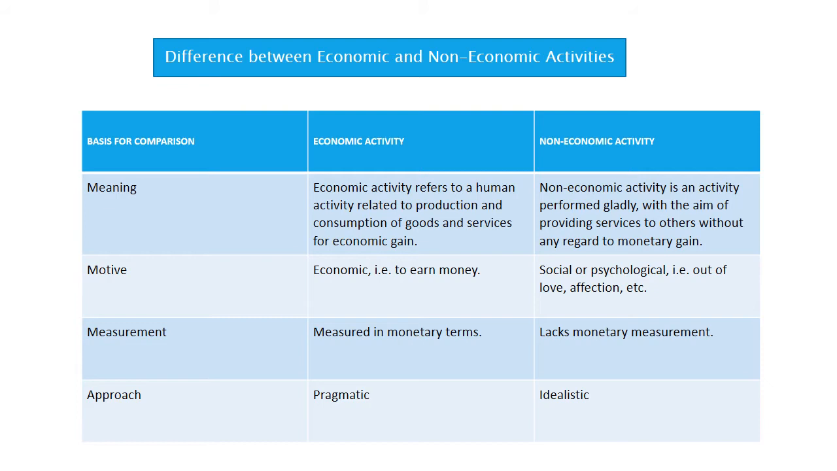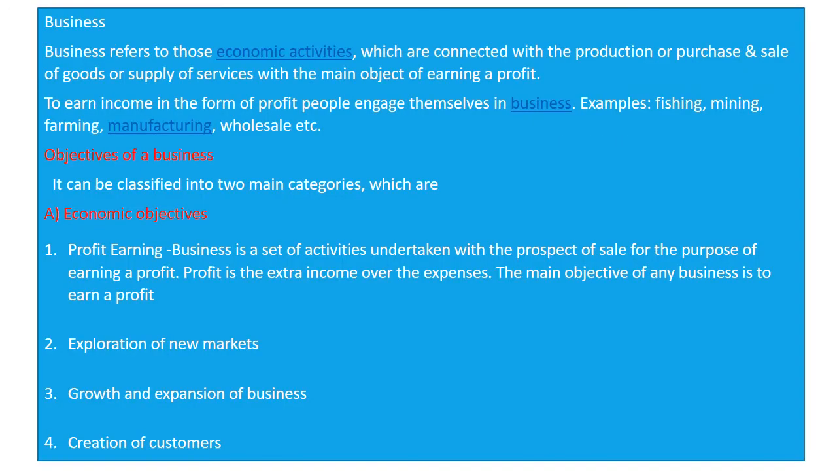Then motive. The motive behind the economic activity is earning money only. But for the non-economic activity, it is social or psychological satisfaction. Then measurement. Economic activity we can measure in monetary terms, but non-economic activity we can't measure. Then approach. For an economic activity it is a pragmatic approach, and non-economic activity is an idealistic approach. So these are the differences between economic and non-economic activity.